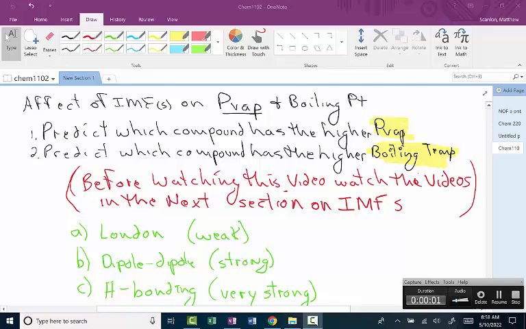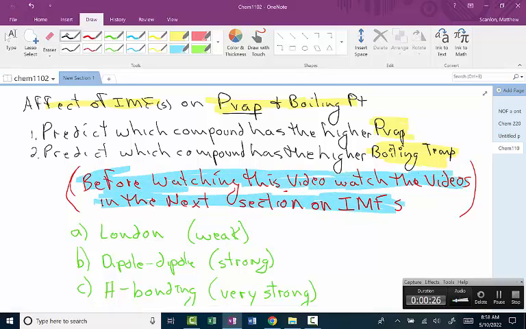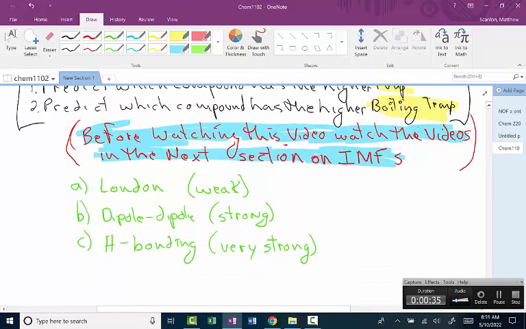This video is going to be on the effect of intermolecular forces on vapor pressure and boiling point. It is critical that before watching this video, you watch the videos in the next sections on intermolecular forces. Otherwise, you're really not going to understand this. We're going to predict which compound has a higher vapor pressure and a higher or lower boiling temperature.